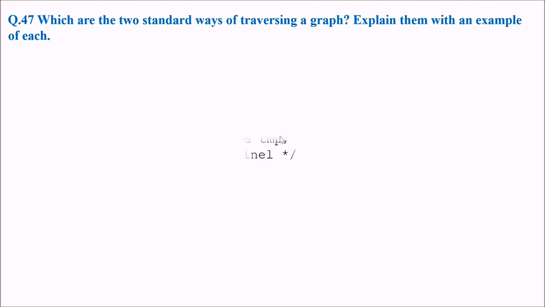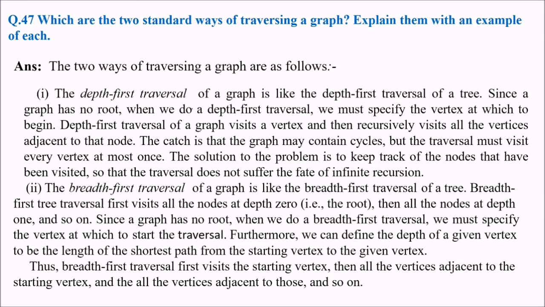What are the two standard ways of traversing a graph? Explain them with an example of each. There are two ways, we have been discussing it a lot: depth first traversal and breadth first traversal. In depth first traversal of a graph, it is like the depth first traversal of a tree. Breadth first traversal of a graph is like breadth first traversal of a tree.